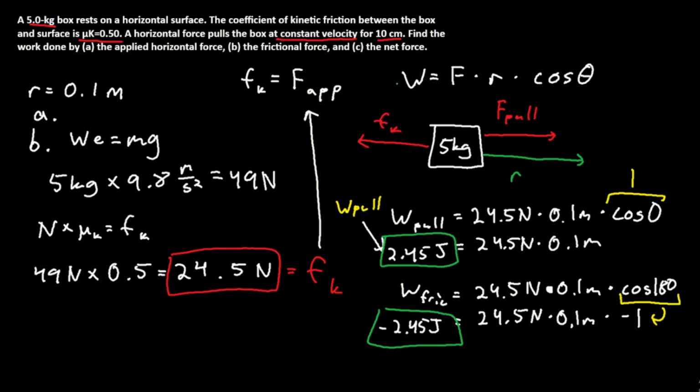And the net force in total is 0 due to the constant velocity. We didn't even need to answer the other problems. The net force is equal to 0 newtons for part C.